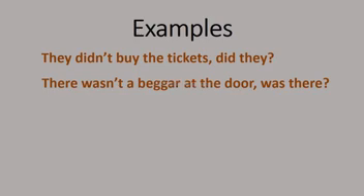There wasn't a beggar at the door, was there? There wasn't a beggar at the door. This statement is negative, so we have a positive question tag. So wasn't changes to was, and there remains there, because according to the rule, when a statement begins with there, it ends with there.